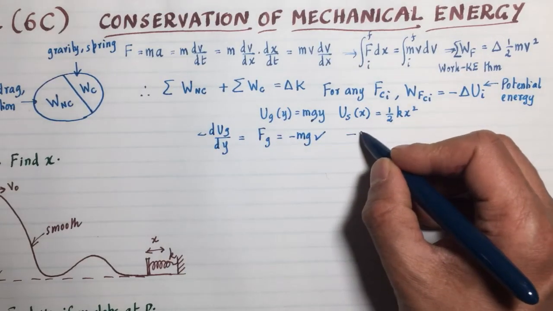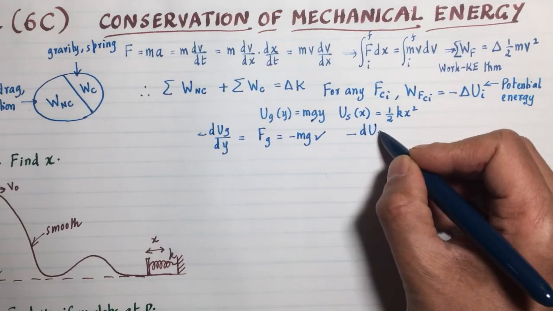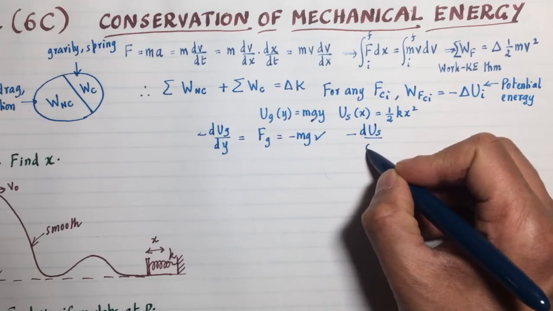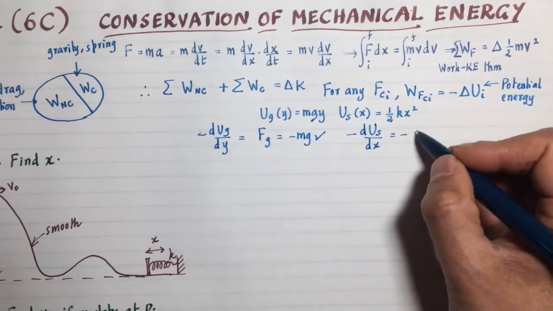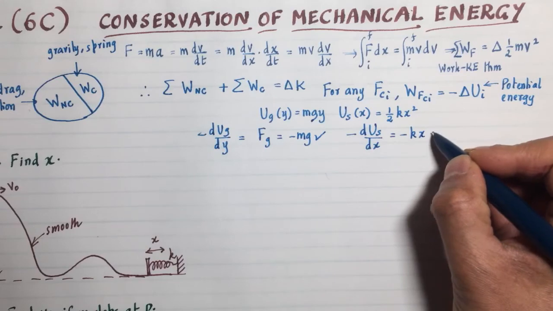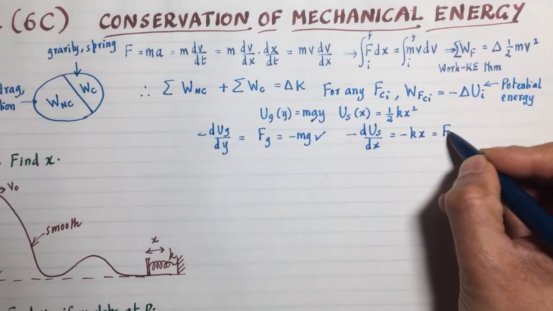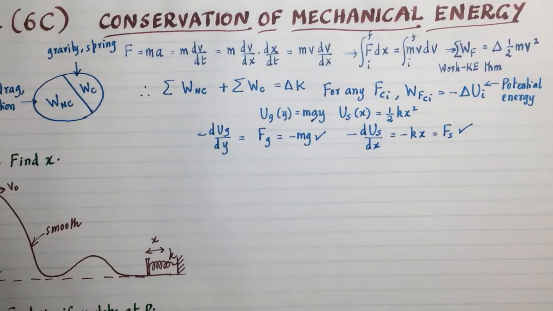Let's try the same thing with the spring potential energy. Negative dU by dx is just negative kx. And that's the force according to Hooke's law. So that also makes sense.